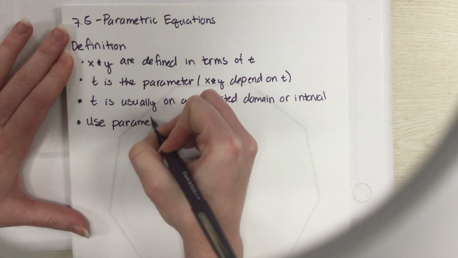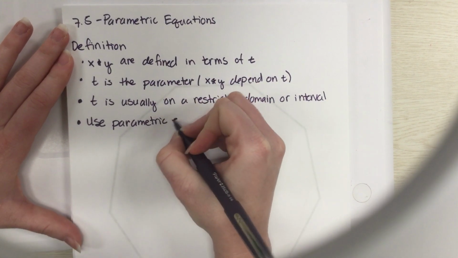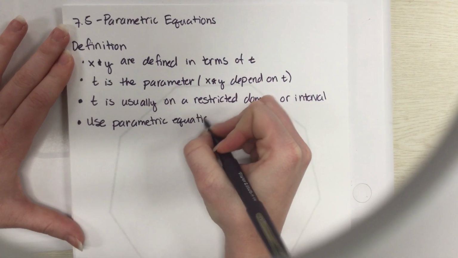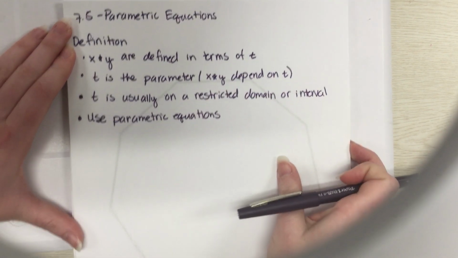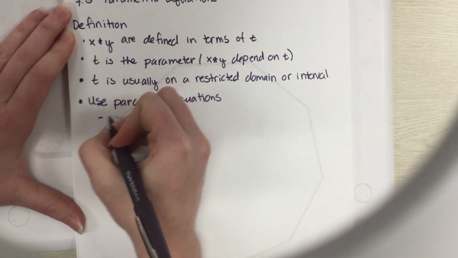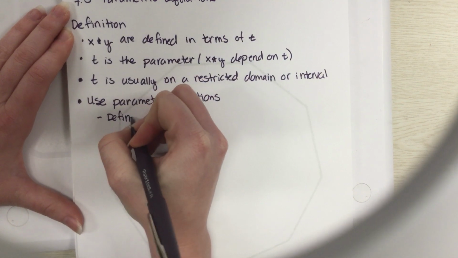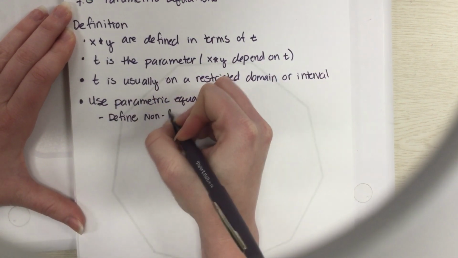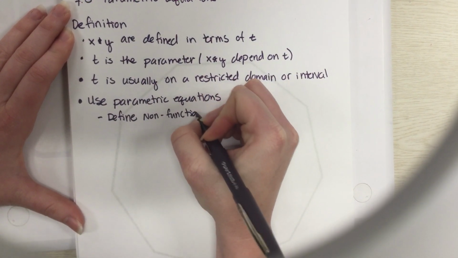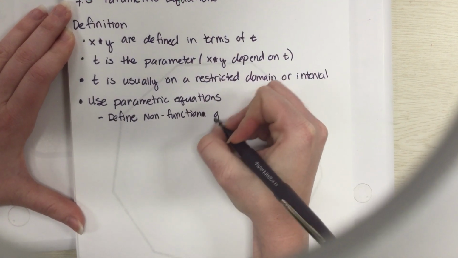We will use parametric equations, and most of you have probably seen this if you've taken a physics class already. They're very useful in physics. We will use them to define non-function graphs.